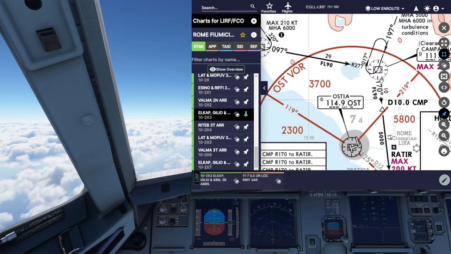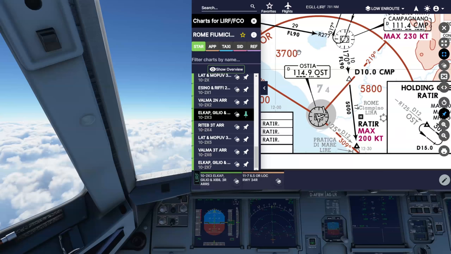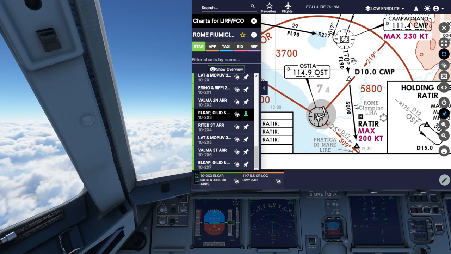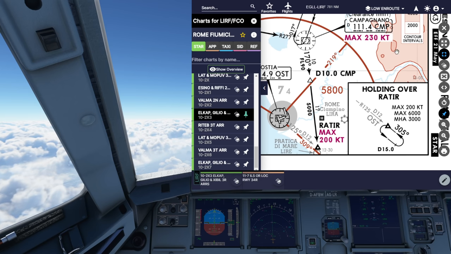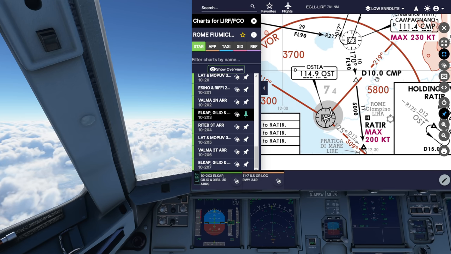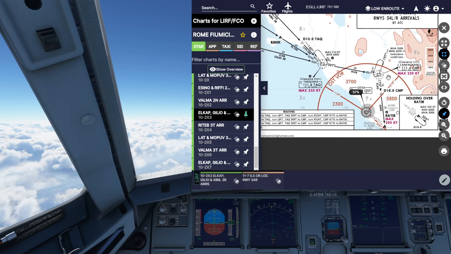So we'll know that by the time we're at the Campagnano VOR, the MSA beneath us is 3,700 feet. But weirdly, as we then head down towards RATIR, when we've made our right turn to the 170, we're heading down to RATIR, the terrain is higher. You can see it's a bit higher over here. So the safe altitude here is 5,800 feet. Then on the southwest side is 2,300 feet. So that's all formatted nicely. Again, different charts show it different ways.